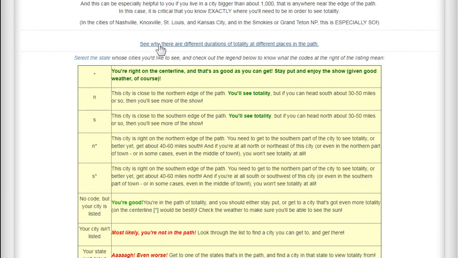They have plenty of explanations on why there are different durations of totality at different places in the path, and they're all baloney. A third grader can debunk them, because there's really no way to explain why there would be different durations of totality at different places in the path if you're on a globe. However, it can be easily explained on a flat plane. If you haven't seen my previous video on this, it'll go into it a little deeper.